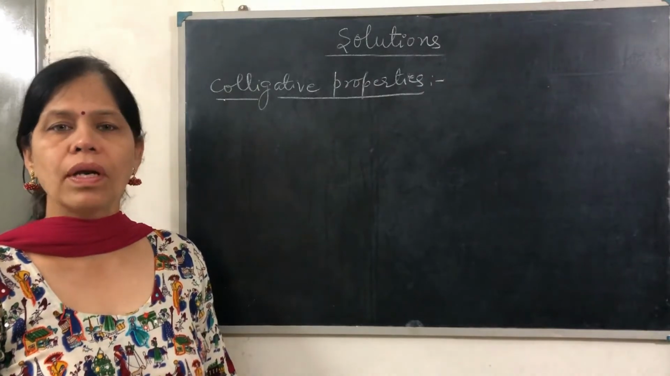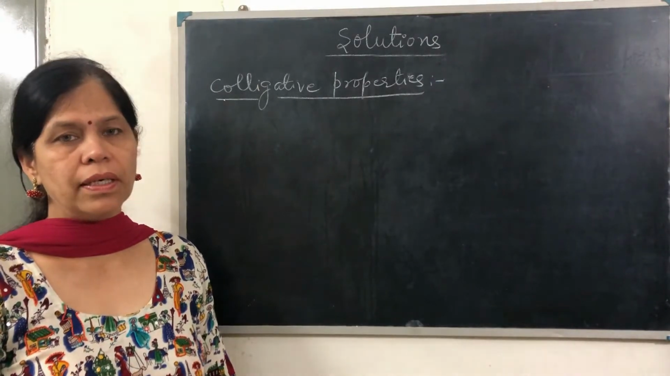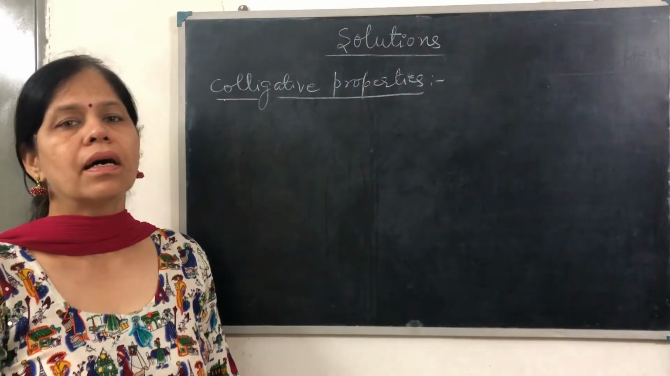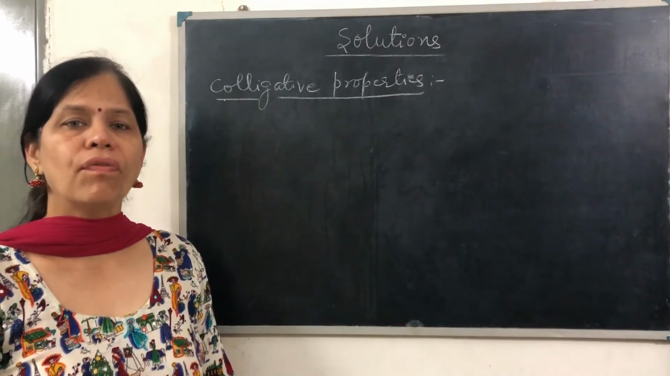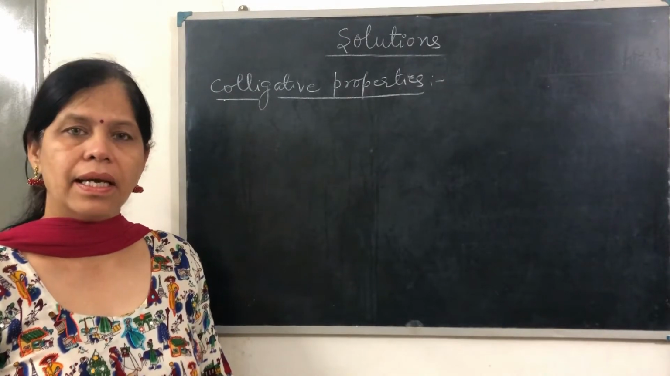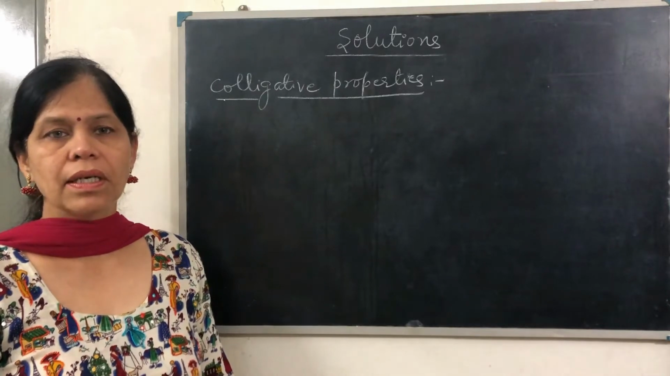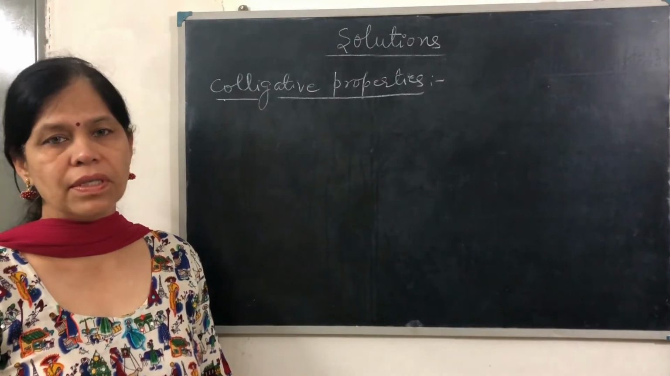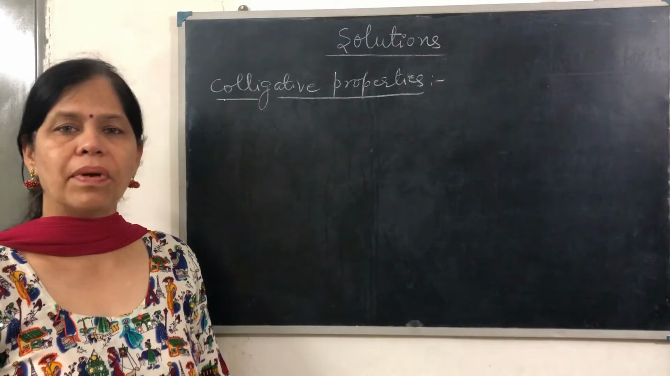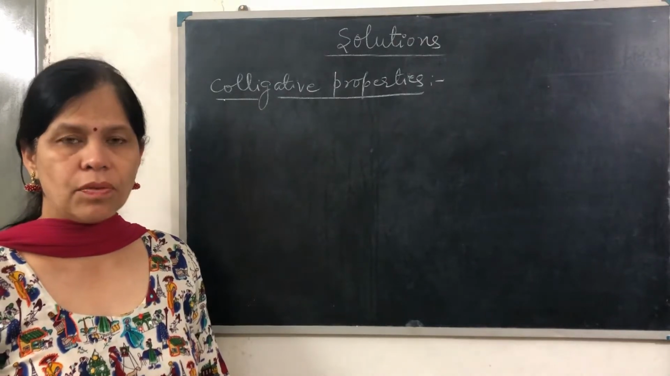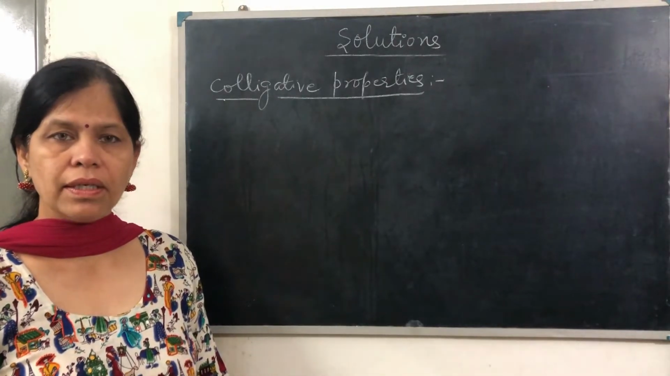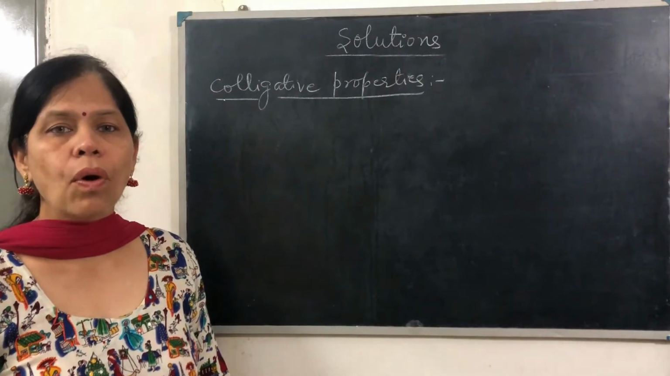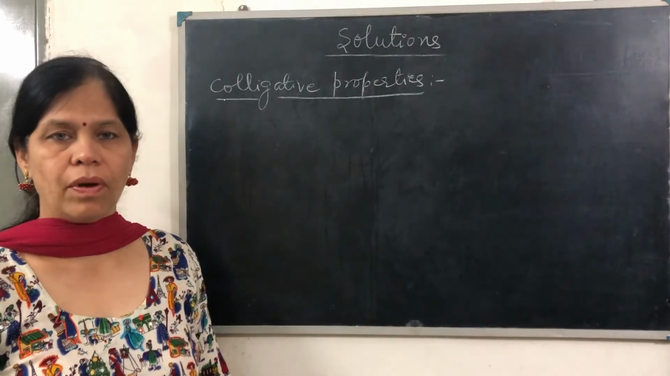There are four colligative properties which we are going to study. One is relative lowering of vapor pressure. Second is elevation of boiling point. Third is depression of freezing point, and fourth is osmotic pressure. We are going to study all these colligative properties when we add a non-volatile solute to the solvent.